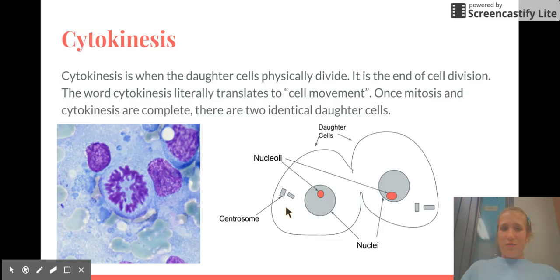One way you can remember the 4 stages of mitosis and cytokinesis is by this cheer. Interphase, prophase, metaphase, anaphase, telophase, cytokinesis.